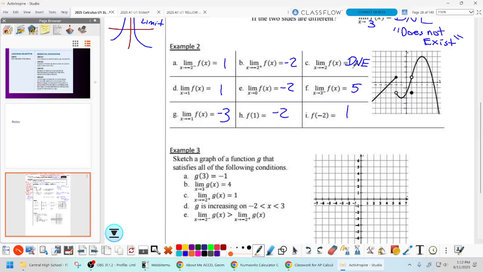Why is this one DNE? So think FRQ. Does the limit exist? If not, explain why. Why on part C? What would you say as to why it's DNE? Does not exist? And think FRQ language. You know, you have to kind of explain stuff. What were you going to say?